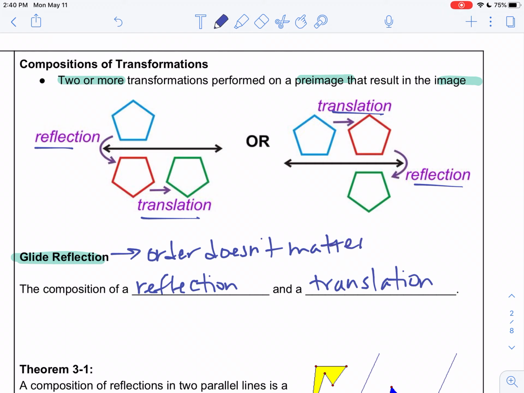So if you look at our little sample up here, we have our blue shape resulting in our green shape. Same thing happens, we end up in the same location. So with a glide reflection, we're doing a translation and a reflection. It doesn't matter if you flip first or move first, it's going to be the same. But typically, order is going to matter.